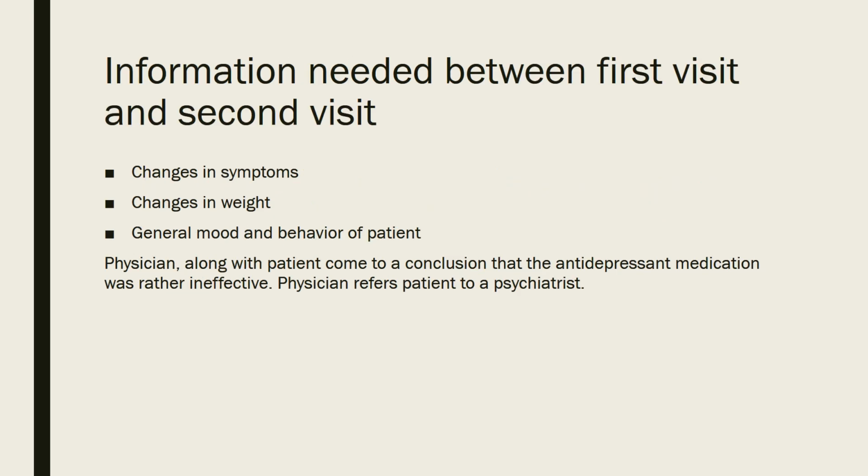So there's some information we're going to require between the first and second visit, and that's going to be gathered on the second visit, and that's pretty much changes in symptoms, changes in weight, general mood, and behavior of the patient. And along with those things, we can tell from there if the medication was ineffective or effective. In our case, we're going to say it's ineffective. So at this point, the physician refers the patient to a psychiatrist.